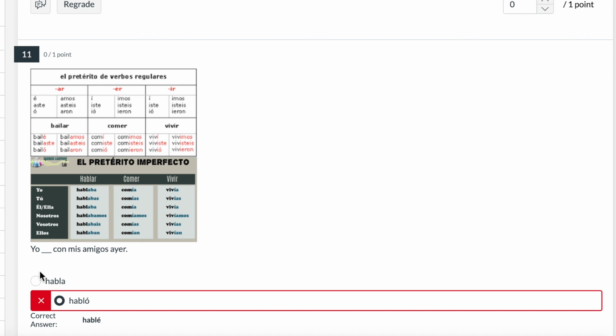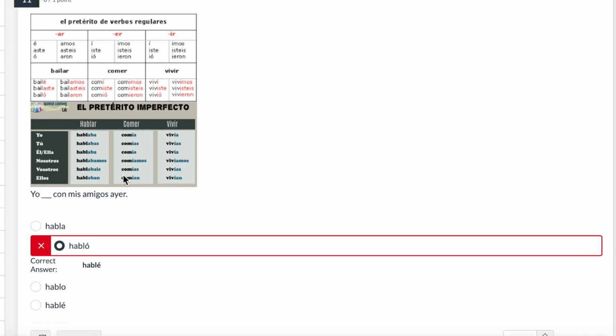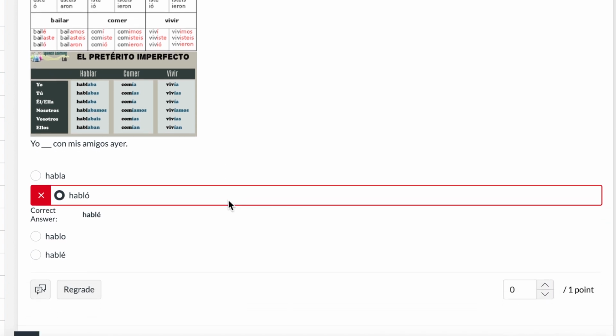Number 11, yo blank con mis amigos ayer. We have yo, and it's got to be yo form. It's an AR verb, habla. So I spoke with my friends yesterday. Ayer means yesterday. Past tense would be hablé, like that. Hablo is present tense. Hablé is past tense.